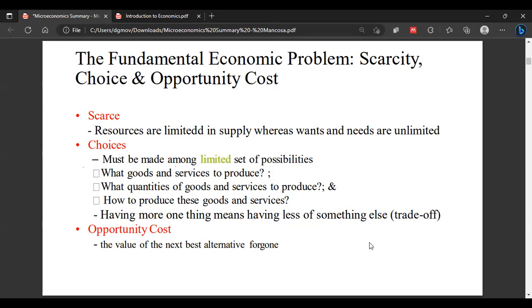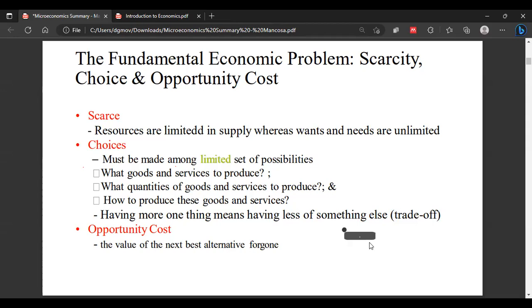Capital is not money in economics, right? You have to switch. If you are doing economics, when we talk of capital, we are not talking about money, right? Put a star there. We will come back to it.